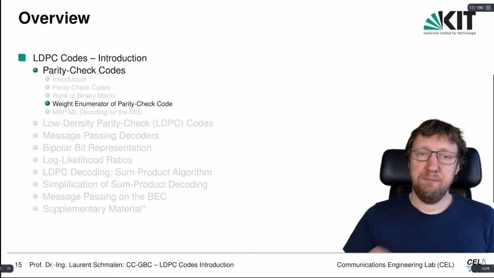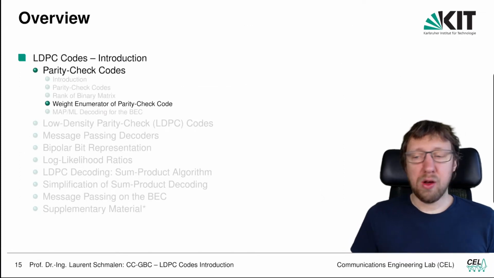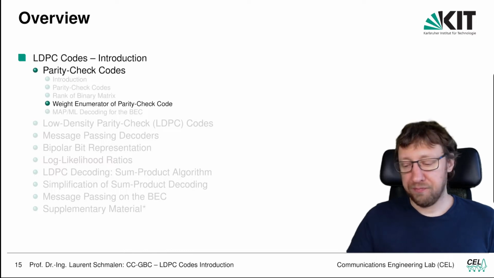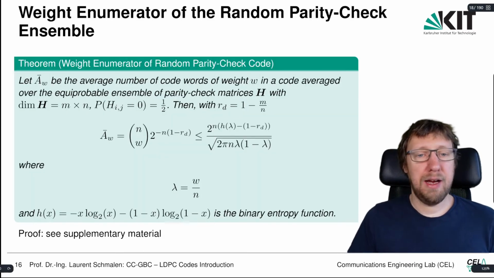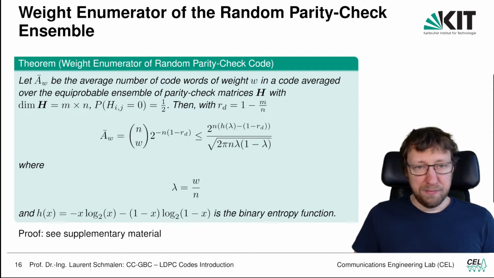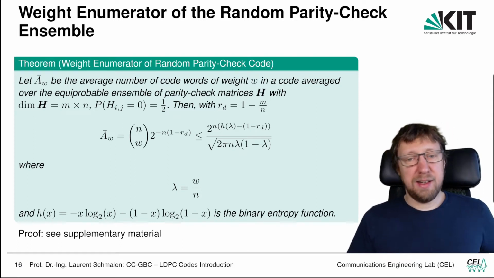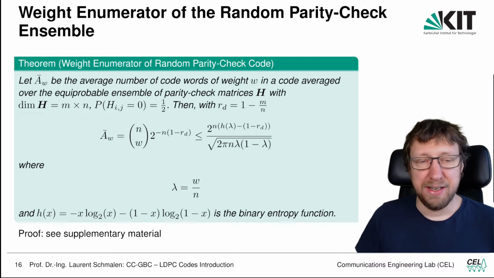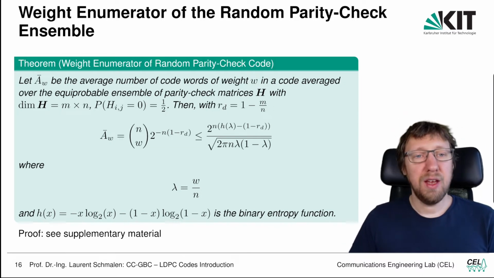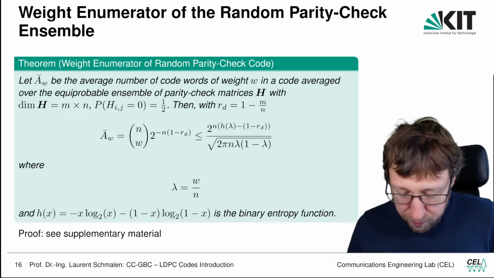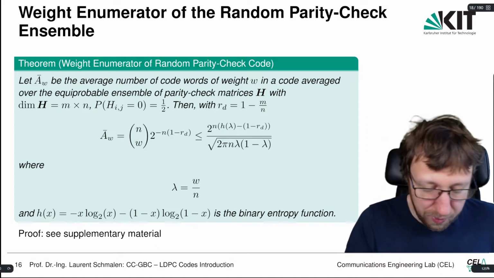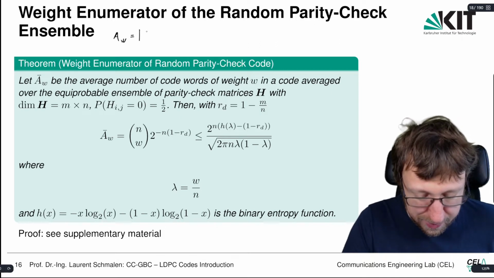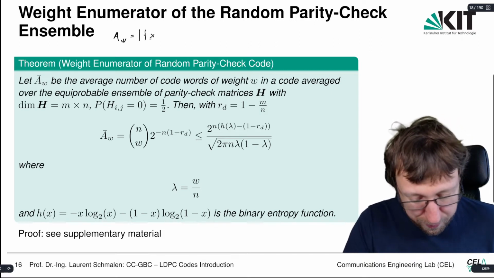Okay. So now we're going to look at the weight enumerator of parity-check codes. And we have the following theorem. That's a lot of math on this slide. We're going to dissect this a little bit. So we recall the weight enumerator. A_w is essentially the number of code words from our code X.